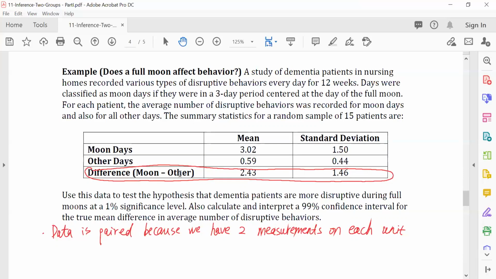So the difference of the moon minus other, this is the standard deviation of the differences. This is the mean of the differences. It's not the differences of the mean. It's the mean of the differences and the standard deviation of the differences. I hope I made this clear. Let me say it again. You are going to use the last line for paired data because we are going to use the mean of the differences of the two groups and the standard deviation of the differences of the two groups.